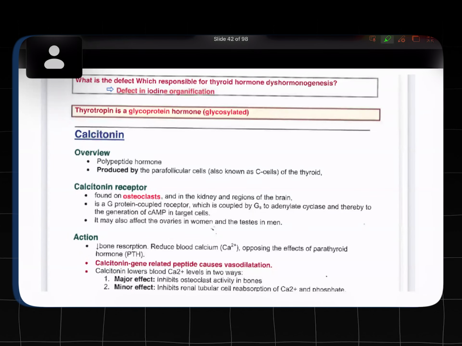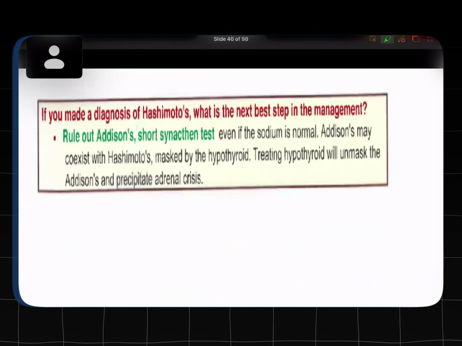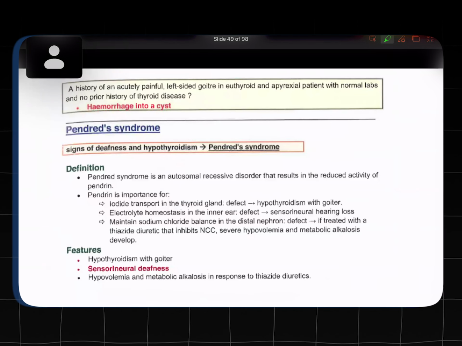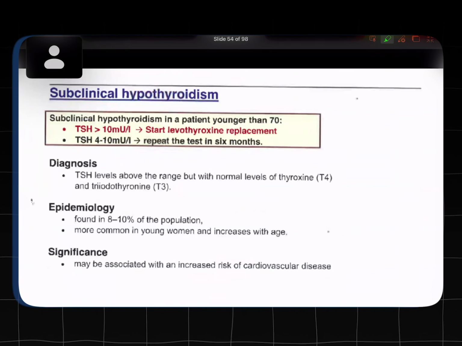Thyrotropin is a glycoprotein hormone, glycosylated; that is also a previous year's MCQ. Calcitonin we shall discuss later. We shall cover all these things today only.